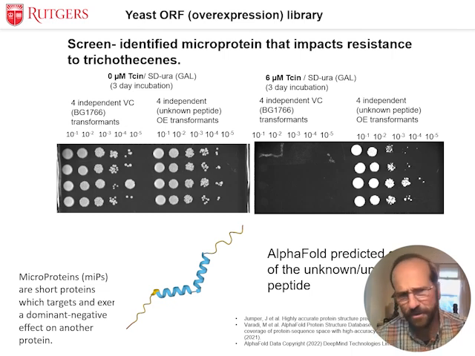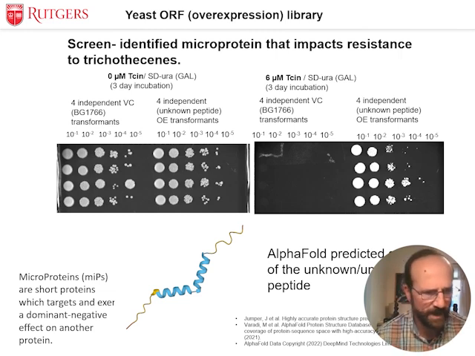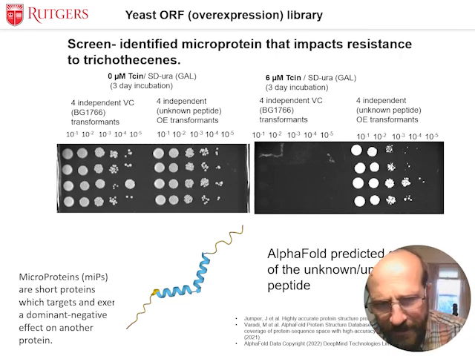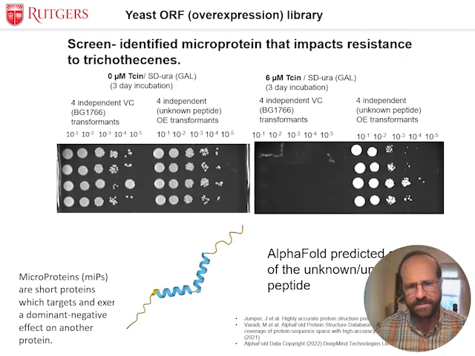The other valuable library they have is the overexpression library. There's a library that overexpresses each of the 6,000 genes. Again, it's in an array, and you can identify unique mutants that give you resistance. In this particular case, we screened the overexpression library and identified a microprotein that, when overexpressed, gives high resistance to trichothecenes.